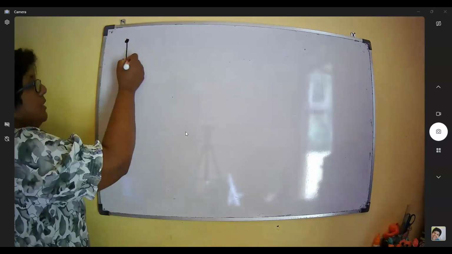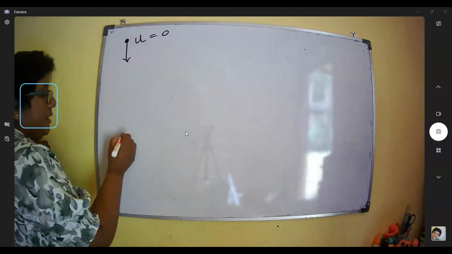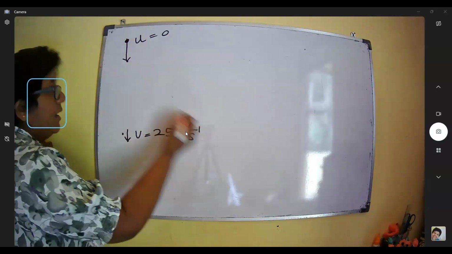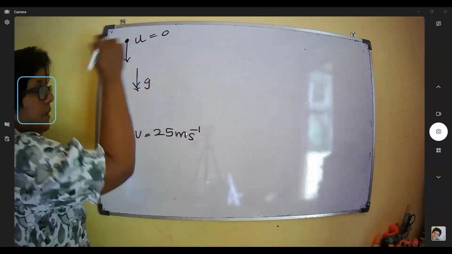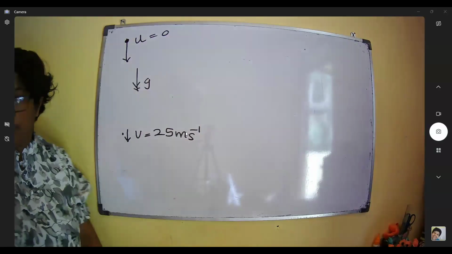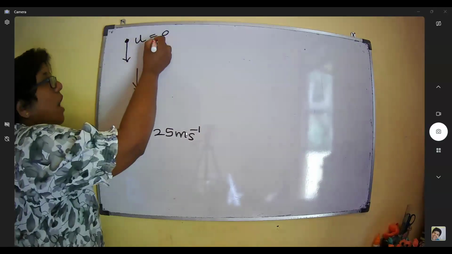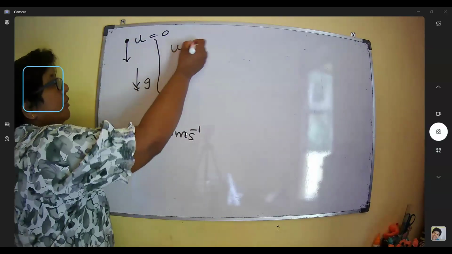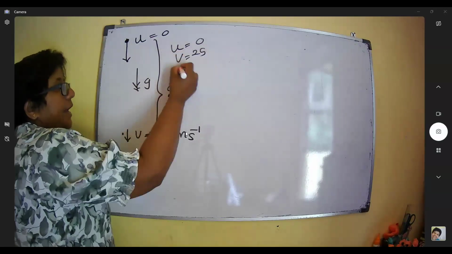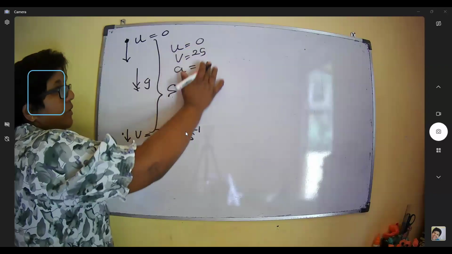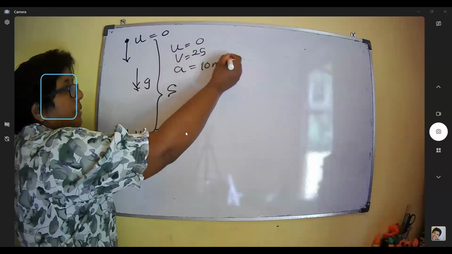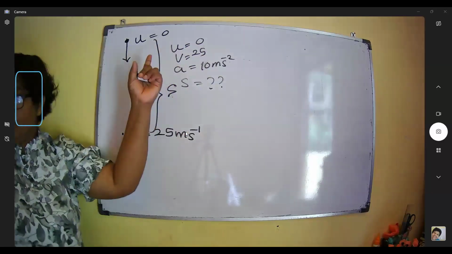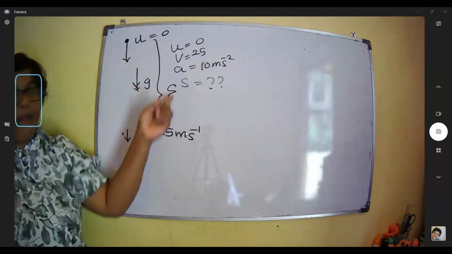Down. Initial velocity is u equals 0, and finally when it reaches the ground it is 25 m s^-1, and acceleration due to gravity is acting downwards, right? Positive direction is down. Then the question is asking how far does it travel? What is S? Then we know u, v, a, g. If you want, you can take 10 m s^-2, I am taking 10. And S we don't know. What is the equation we can use? The relationship between v, u, a and s.